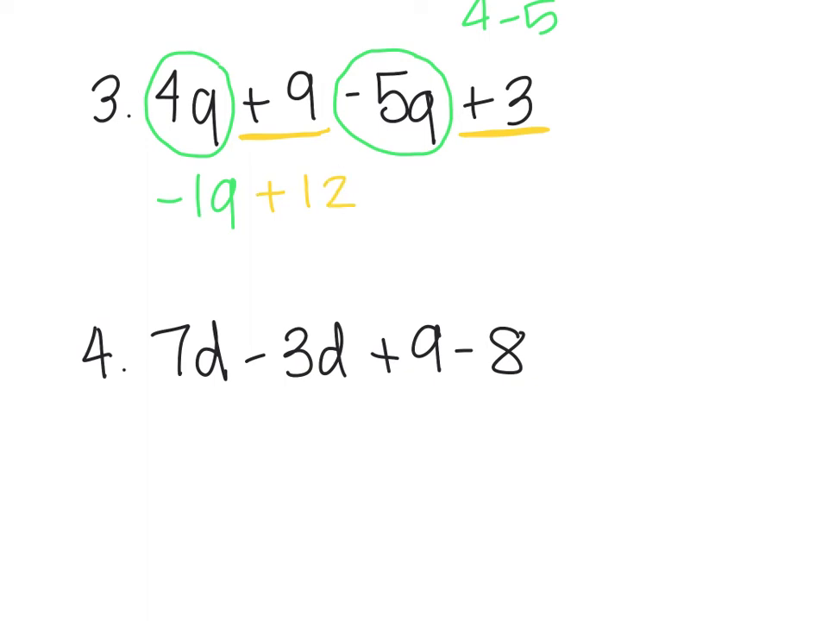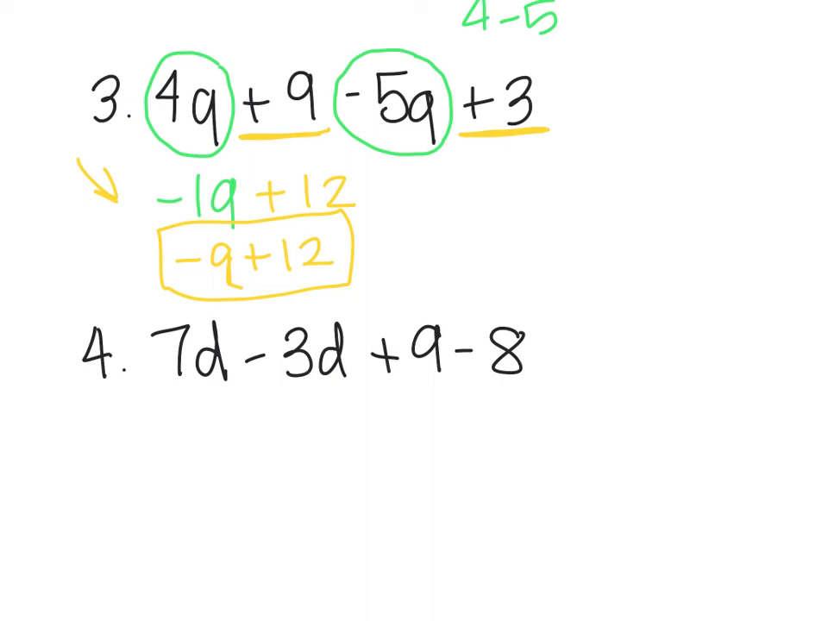One thing we need to be aware of is that we won't see a 1 written next to a variable by itself. So we're going to write this as negative q plus 12. And that's how we simplify it fully. If you write it with the negative 1, it will not be wrong. It just looks cleaner when you take that 1 away.